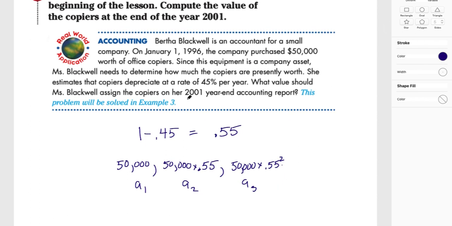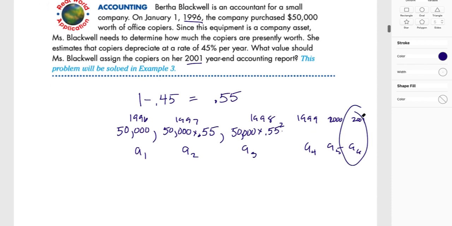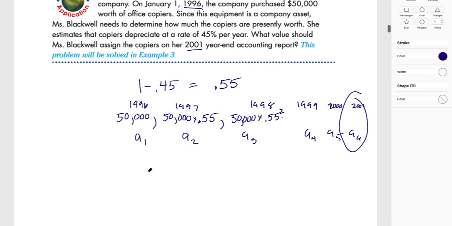So we need to figure out what's going to happen if we're predicting from 1996 to 2001. We need to count how many terms we're dealing with here. So we think about this as 1996, 1997, 1998, 1999, 2000, and then 2001. So we've got A sub 1, A sub 2, A sub 3, A sub 4, A sub 5, A sub 6. So the end value that we're looking for is A sub 6. That's what we want to know. Are you guys with me? I hope so. So how do we calculate this?